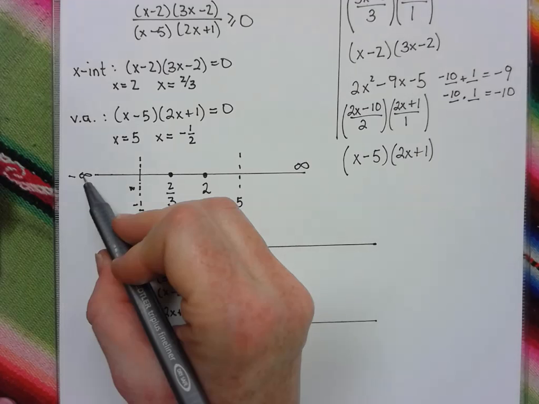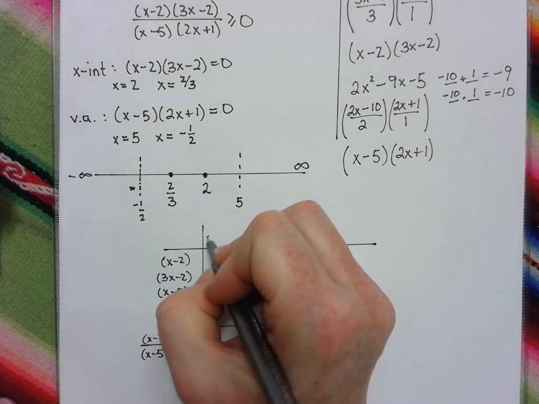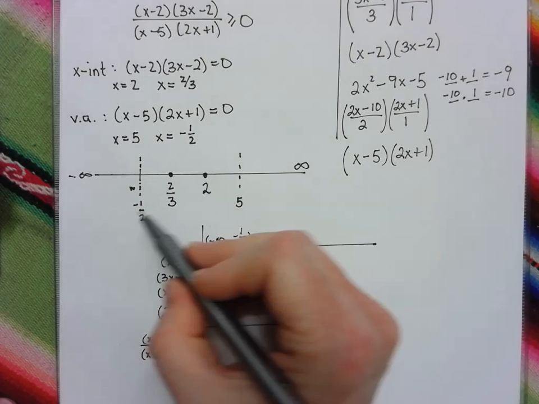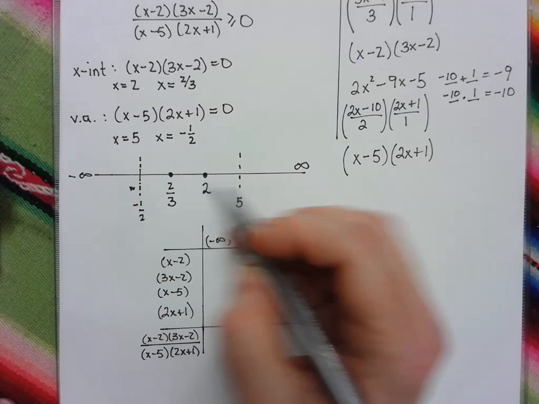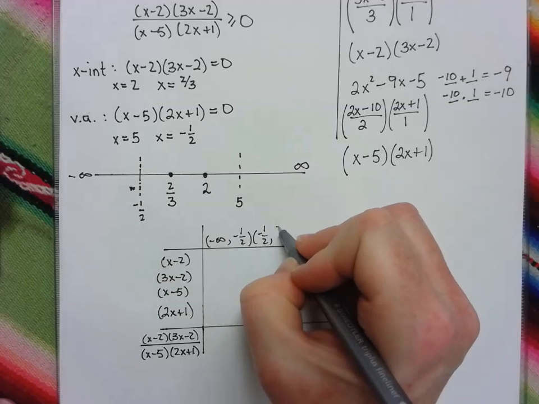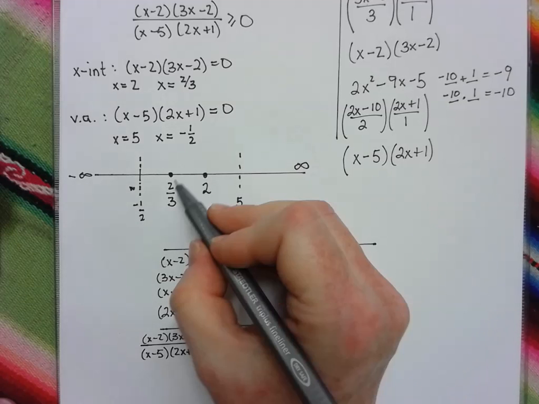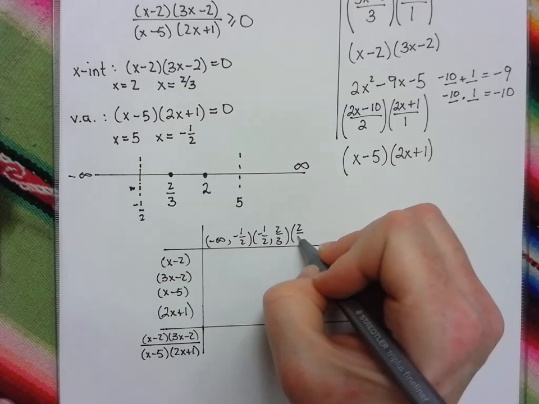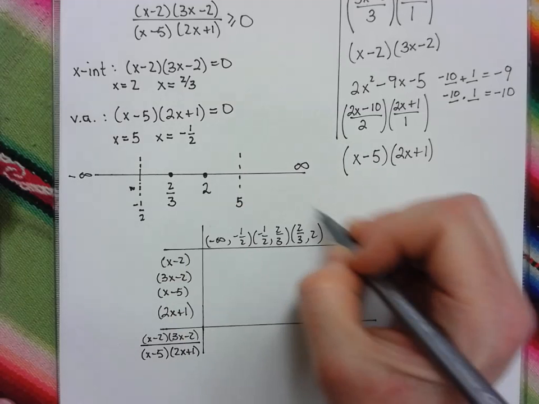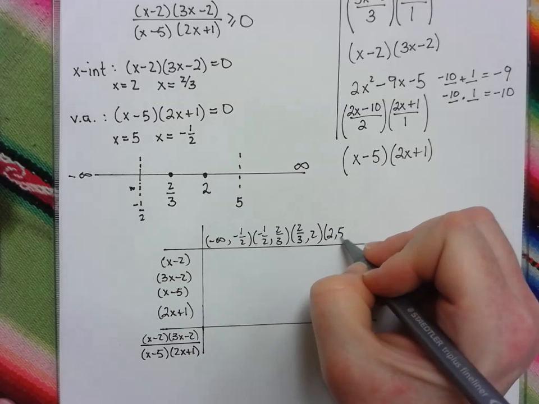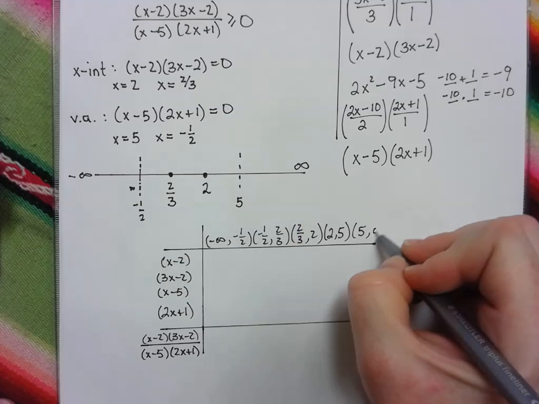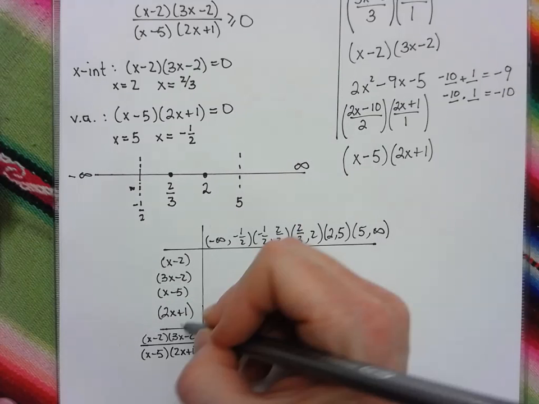I'm going to go between negative infinity and negative 1/2. And then between negative 1/2 and 2/3. And then between 2/3 and 2. And then between 2 and 5. And then 5 and infinity. All right, so I've got all my intervals and all my factors, so now I just have to check some test points.